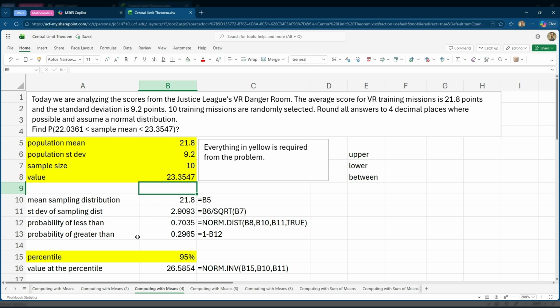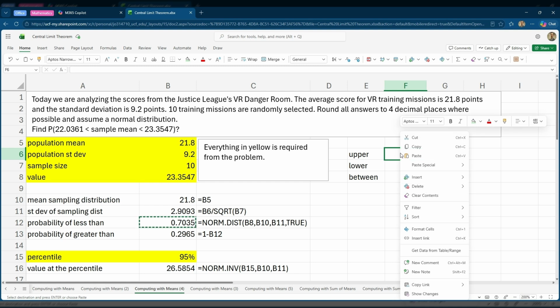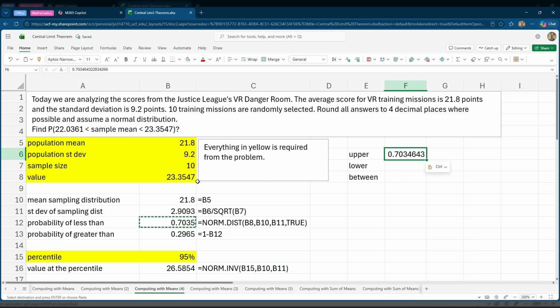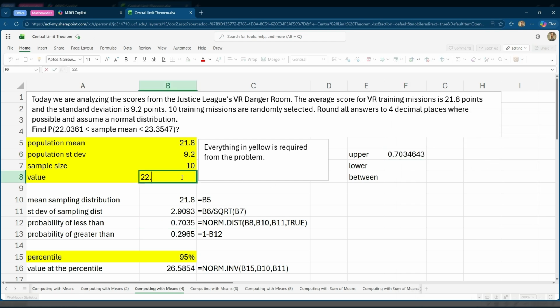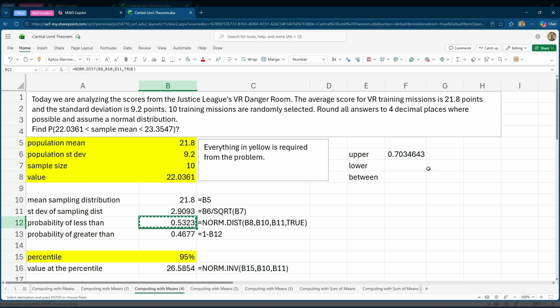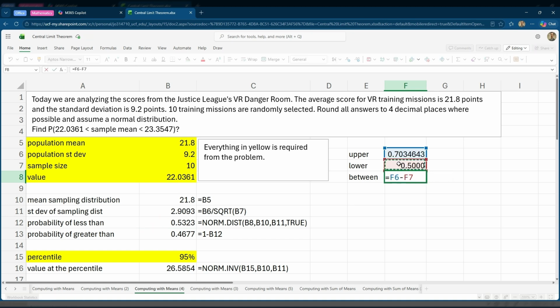And then what I would do is I would put this upper value in, 23.3547, and that's less than, right? Less than, copy. Now, the secret sauce here is I want to right click because I don't really want a cell reference here. What I want is the value only. So I'm going to copy that in there. And then I'm going to put the 22.0361. And again, I want that less than. I want that left tail. And so I'm going to hit copy, hit paste. And then I'm just going to subtract the upper from the lower.